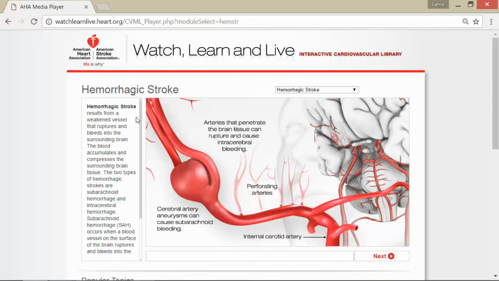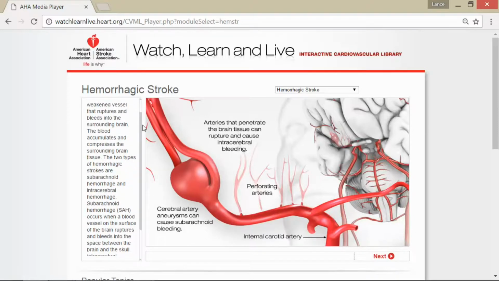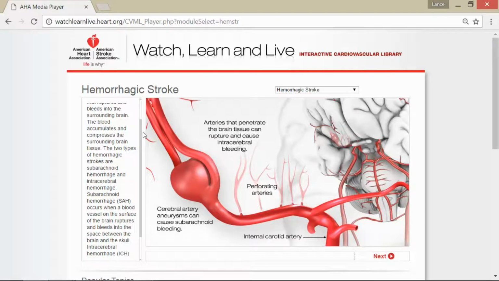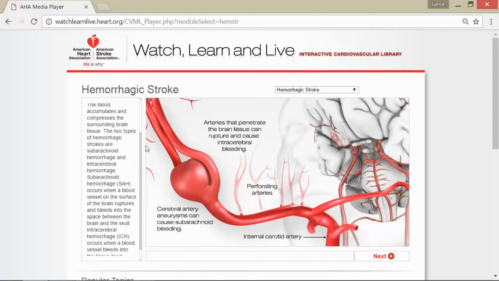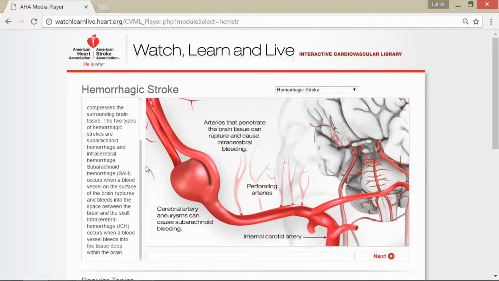And this results from a weakened vessel that ruptures and bleeds into the surrounding brain, and the blood accumulates and compresses the surrounding brain tissue. The two types of hemorrhagic strokes are subarachnoid hemorrhage and intracerebral hemorrhage. Subarachnoid hemorrhage, SAH, occurs when a blood vessel on the surface of the brain ruptures and bleeds into the space between the brain and the skull. Intracerebral hemorrhage, ICH, occurs when a blood vessel bleeds into the tissues deep within the brain.